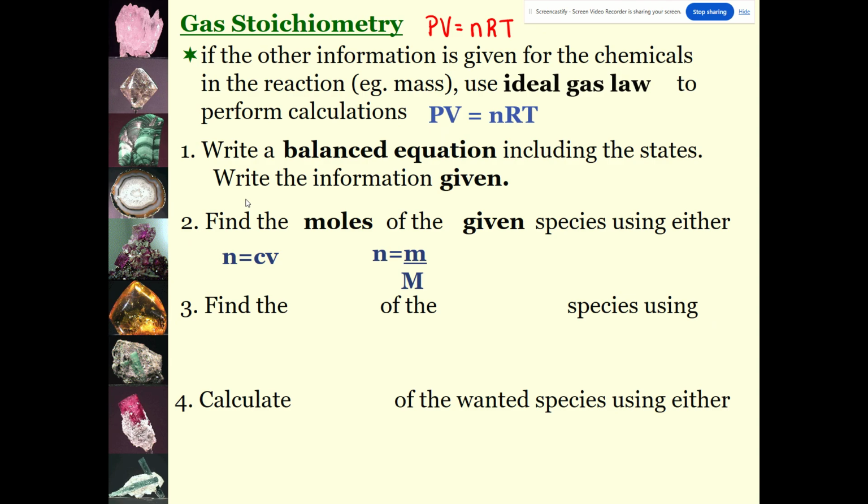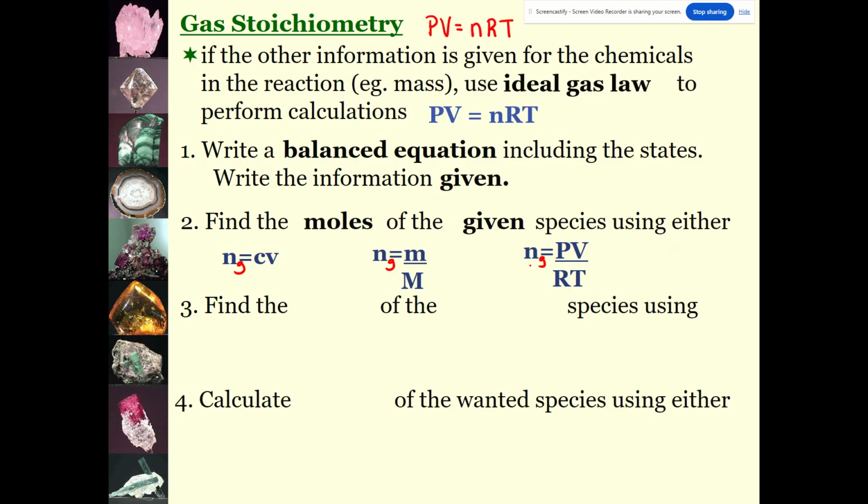Or now, if you have gases, pressures, temperatures, volumes, and so on, you're going to find moles with PV over RT. That's the ideal gas law formula rearranged to solve for moles. Okay? So that is finding the moles of your given. Again, I can label this as n of my given.